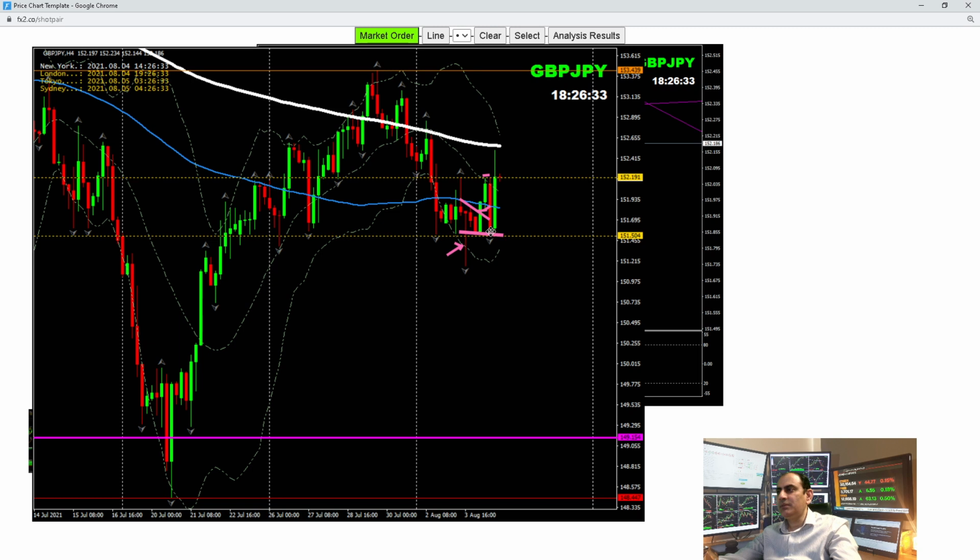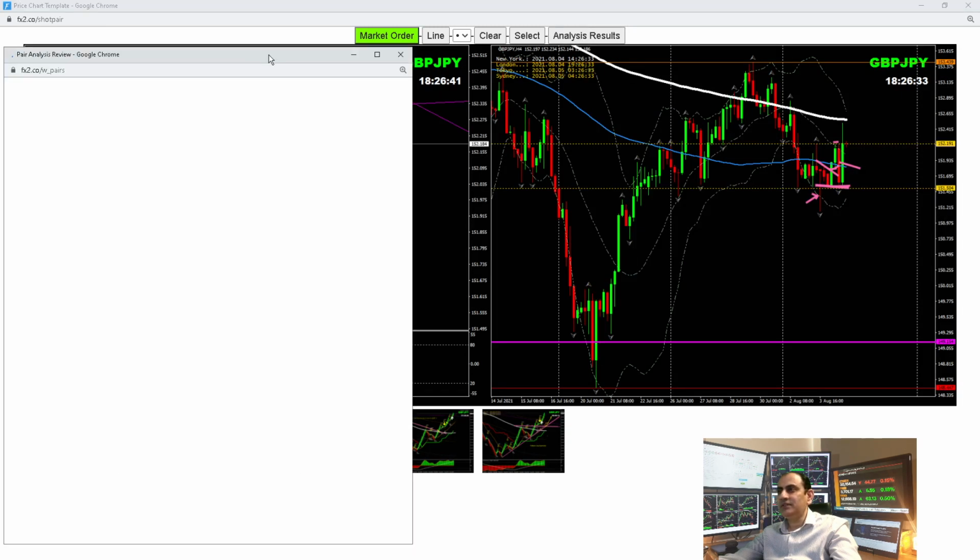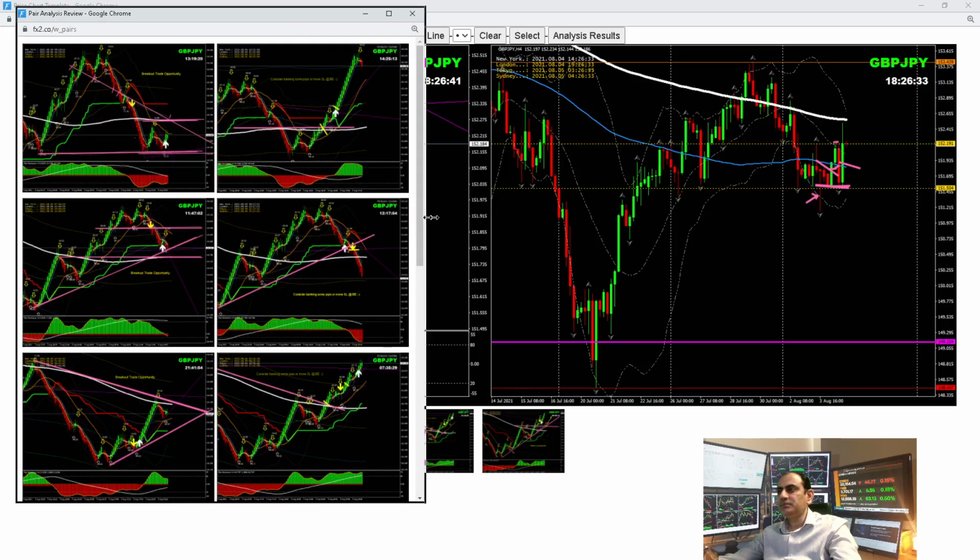Then we were short here, bang, beautiful pips. Then we were long again. So within this 4 hour candles we had a buy sell. Let me share with you how we did it as an intraday. That's the most important thing.